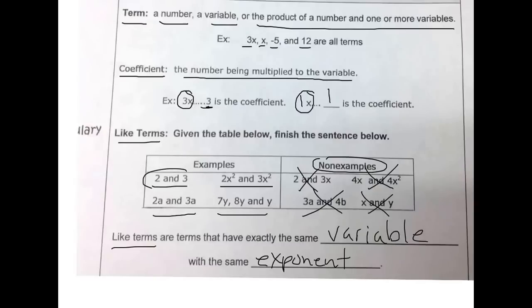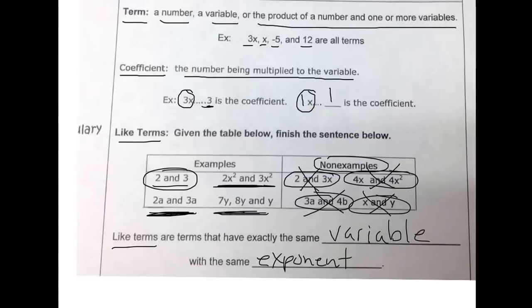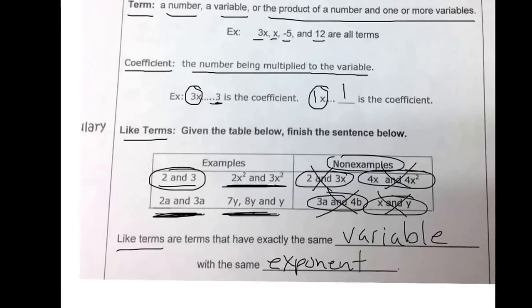So these, not having a variable, is the same. Here they both have a's with an exponent of 1. Here they both have x's with an exponent of 2. Here they all have y's with an exponent of 1. Different letters, different exponents, different letters, different letters. So those are not like terms. Okay?